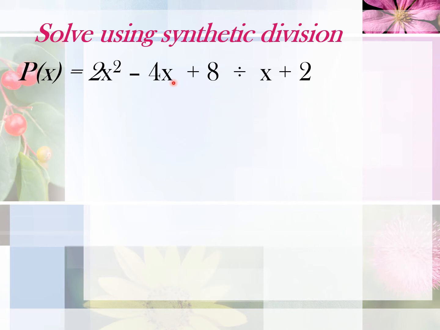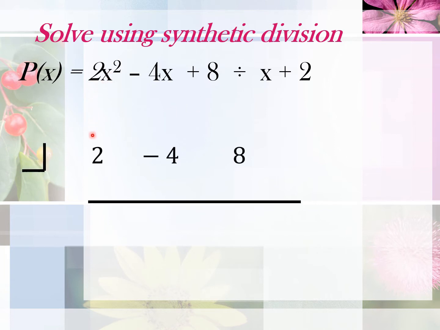So, yung first step natin, we need to check kung ang ating power of x ay naka-descending order, tapos dapat kompleto. So, since kompleto naman, we have 2, 1, then 0, we can now write their coefficients dun sa ating first row ng ating synthetic division setup. So, we have 2, negative 4, and 8.